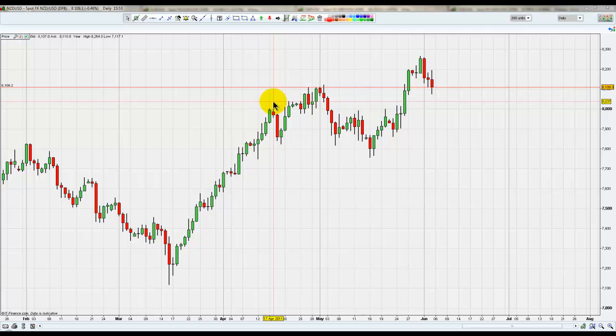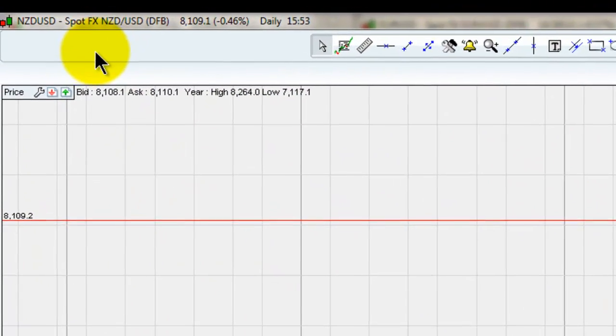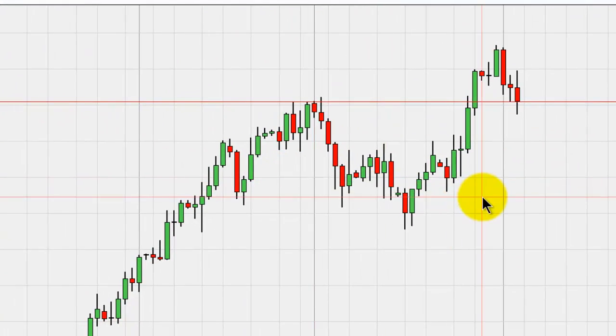Hey guys, I've had a couple of people drop me an email asking how I choose my levels, bearing in mind that I only trade off the higher time frame levels of support and resistance. So we're just looking at this New Zealand dollar US dollar pair.